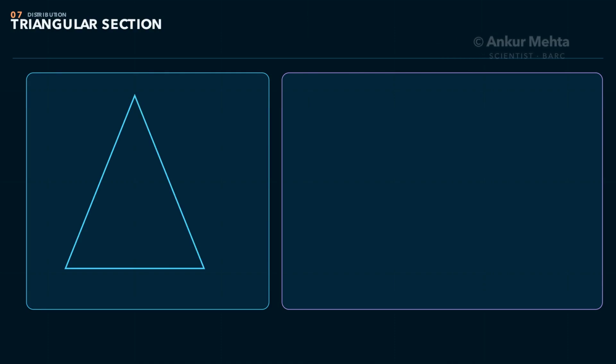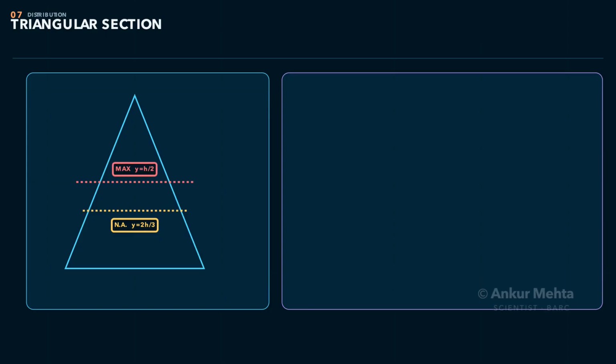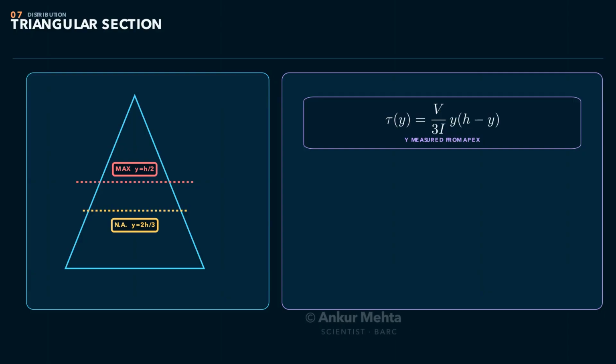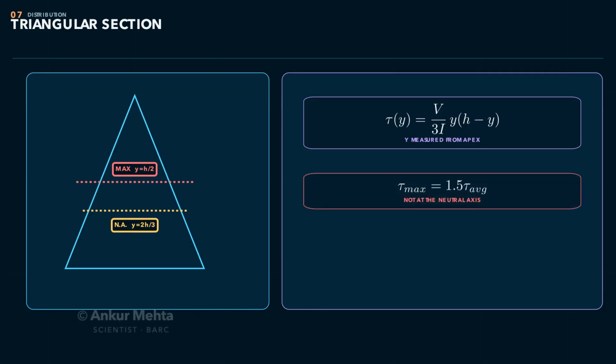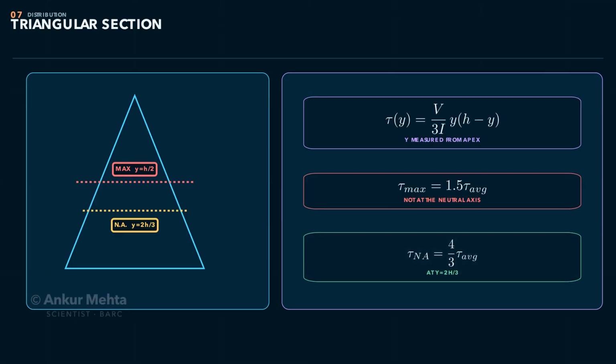A triangular section reveals an important lesson. Maximum shear need not occur at the neutral axis. Measure y from the apex toward the base. The neutral axis lies at 2h over 3 from the apex, but the derived stress is proportional to y times h minus y. Its maximum occurs at y equals h over 2. Thus, the maximum lies away from the neutral axis. Its value is 1.5 times the average stress, while the stress at the neutral axis is 4/3 of the average. Geometry through both Q and the local width controls the answer.